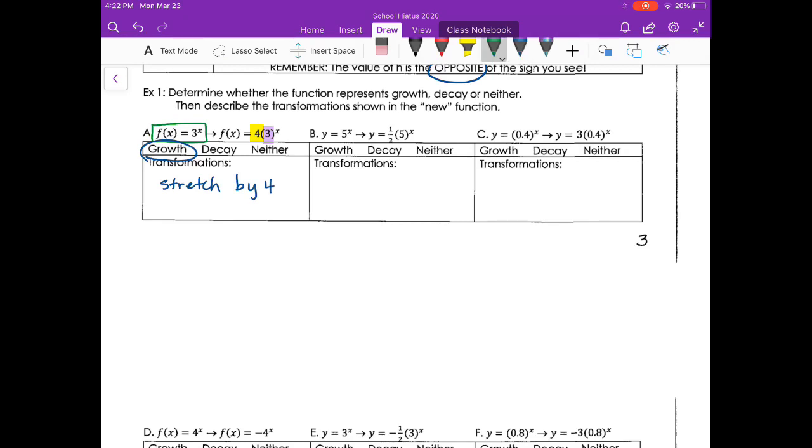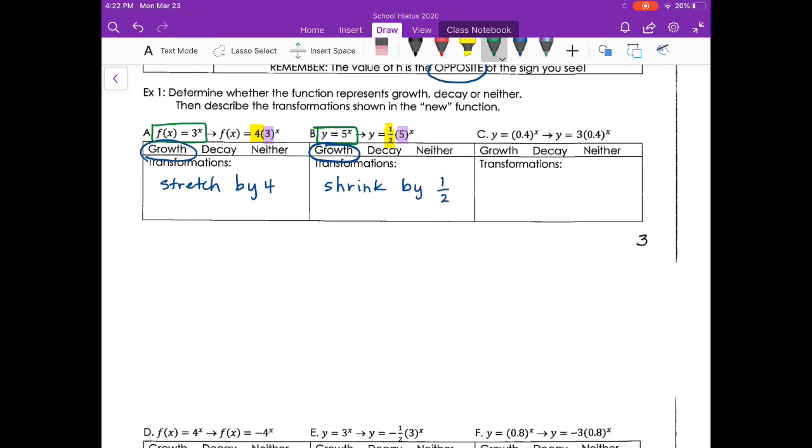The next function, y equals 5 to the x, is being transformed to y equals 1/2 times 5 to the x. We can see that the base of the function is 5, which indicates it's a growth function, and the leading coefficient is 1/2, which tells us there's a shrink by 1/2.